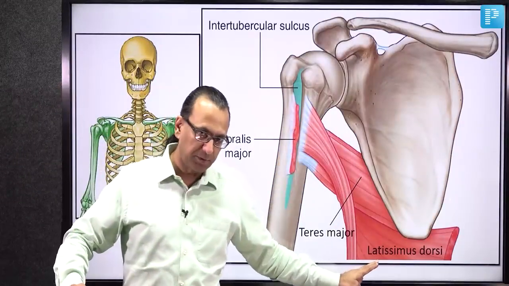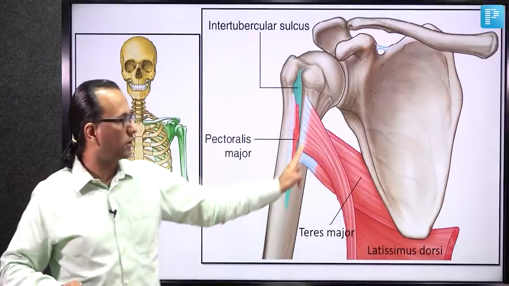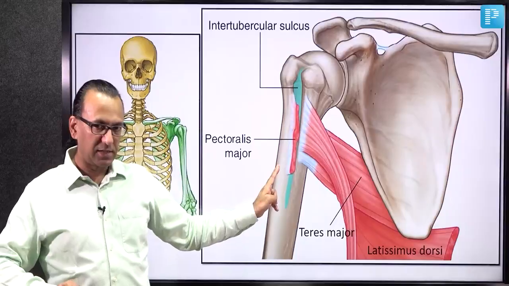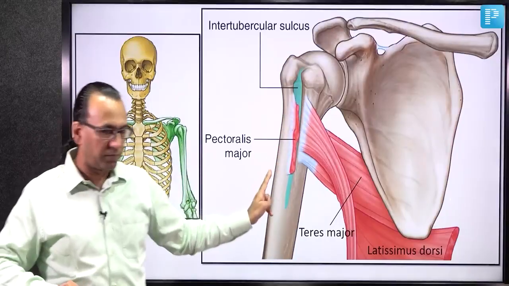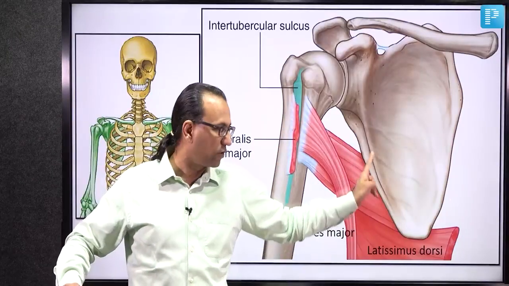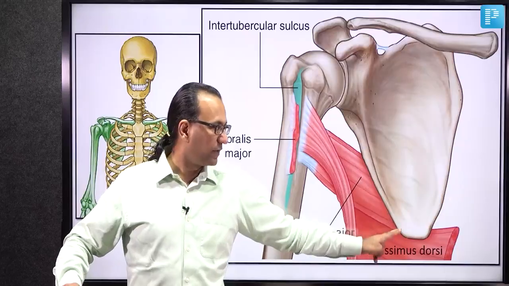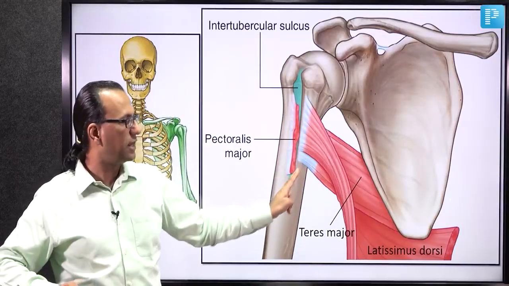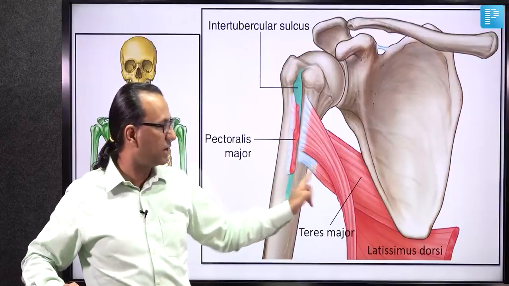The lady is the latissimus dorsi, coming from the lower back, inserted on the floor of the bicipital groove. When it comes to the pectoralis major, it is attaching to the lateral lip of the bicipital groove, whereas the teres major, which is coming from the dorsal aspect of the lateral border of the scapula, you will find the origin of teres major. Insertion is the medial lip of the bicipital groove, the lady between the two majors.